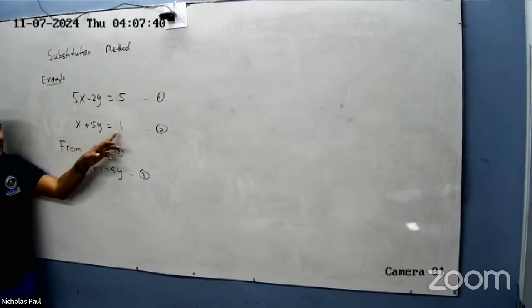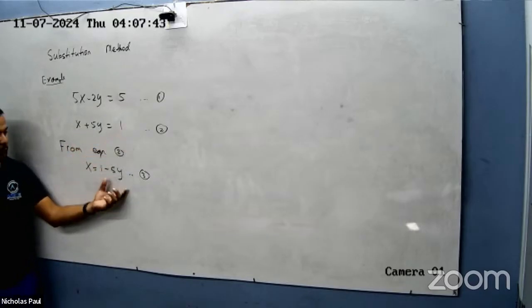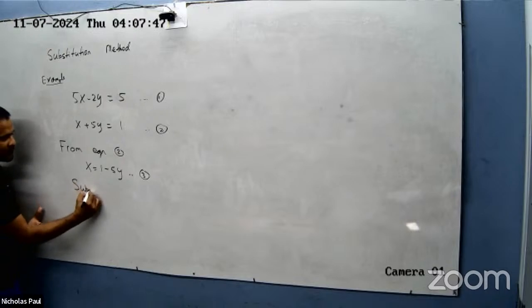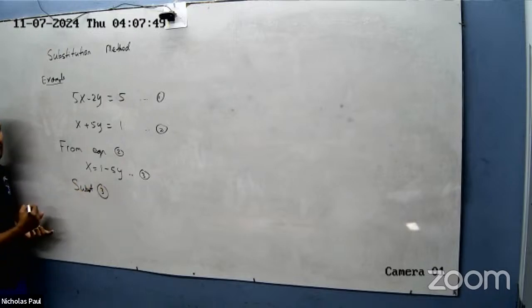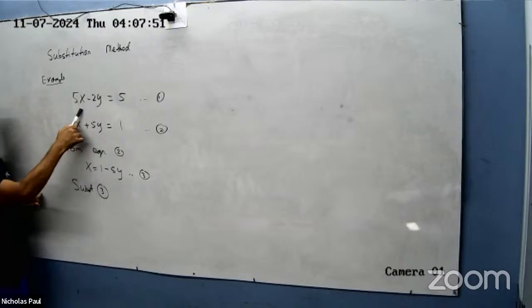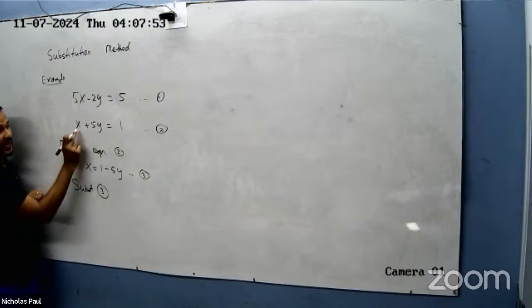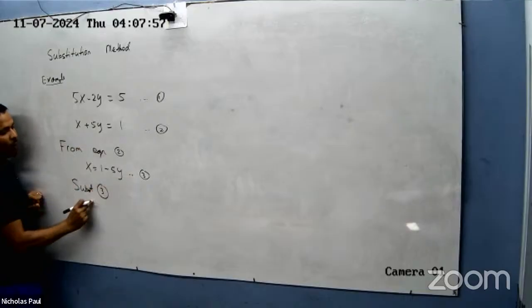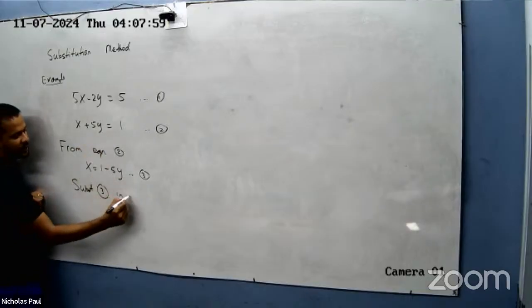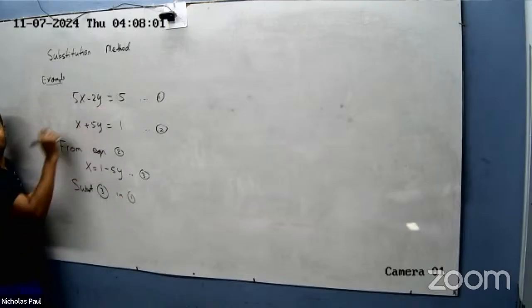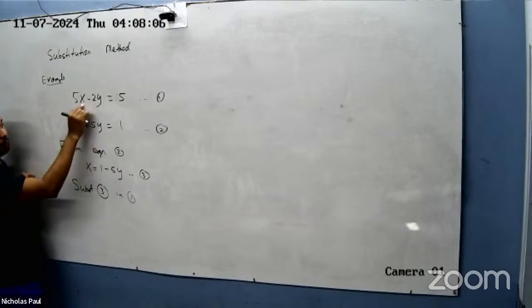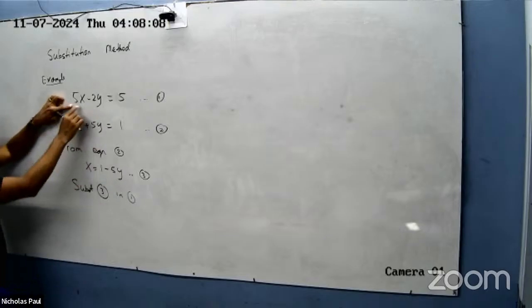After you make x the subject of the formula, what we're going to do is take this new equation and substitute that new equation into the next one. So we made x the subject here and we call that equation 3. Now we're going to substitute equation 3 in equation 1. Do not put it in here, you'll get 0. So put it in here.